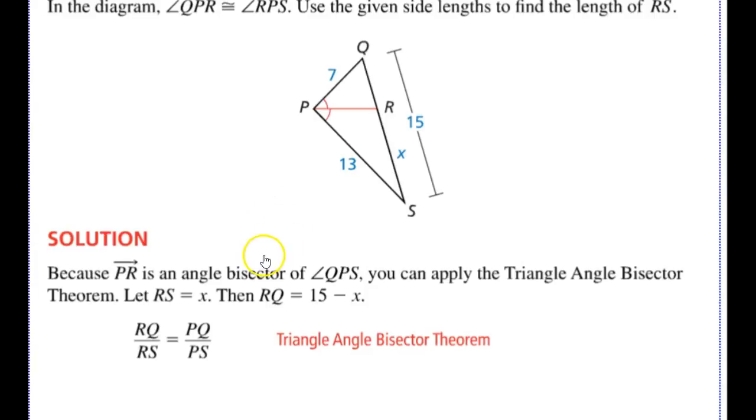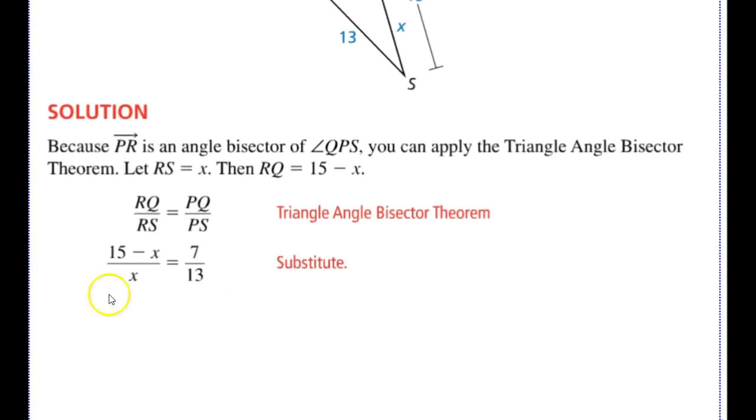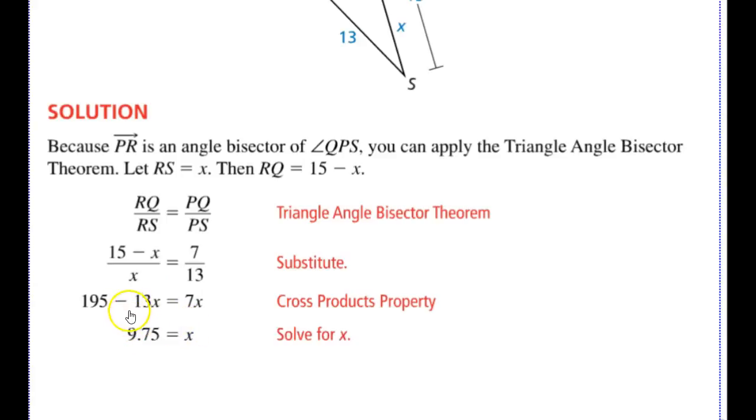So now I set up my proportions. RQ over RS equals PQ over PS. Then I substitute the things that I know. Then I cross multiply. So 7x equals 13 times the quantity 15 minus x. Then I solve for x. I would add 13x to both sides and then divide to solve for my x.